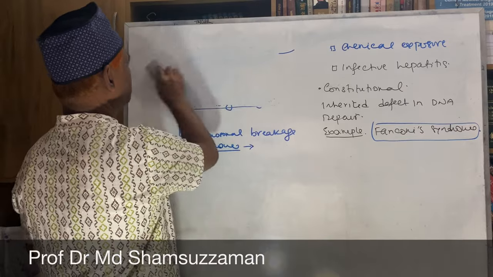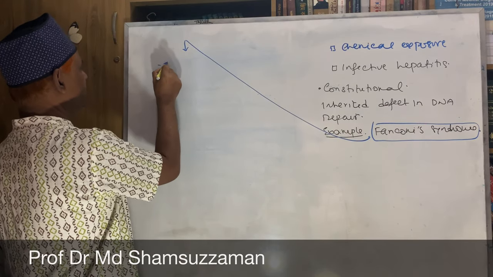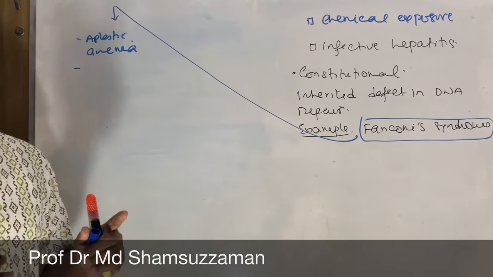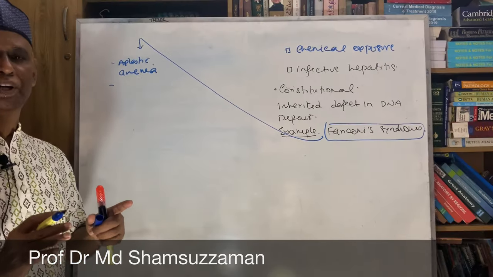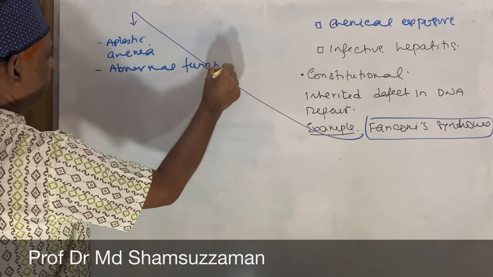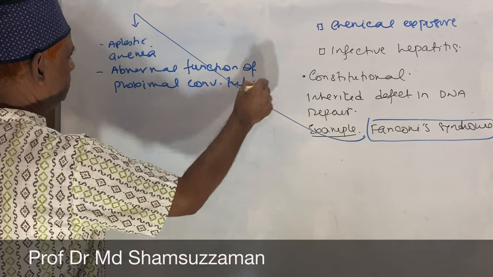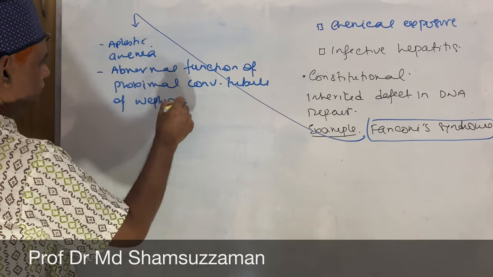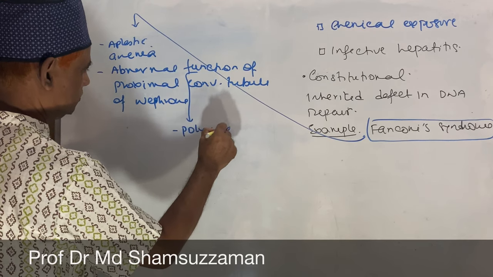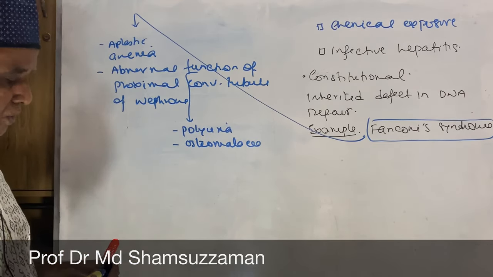So what happens in Fanconi syndrome? This Fanconi syndrome is characterized by or associated with aplastic anemia. Then there is abnormal function of the proximal convoluted tubules of the nephron. As there is abnormal function of the convoluted tubule in the nephron, what will happen? There is polyuria. There will be osteomalacia, etc. So this is Fanconi syndrome in brief.